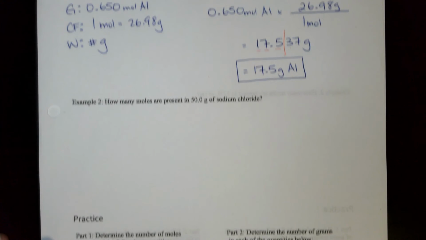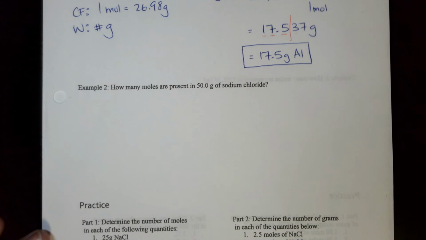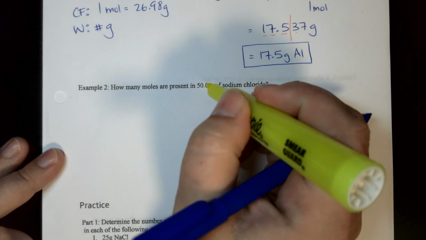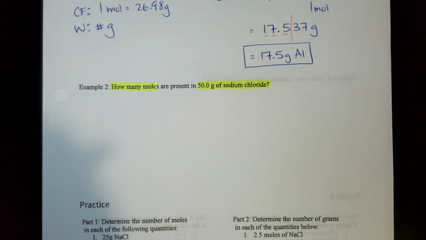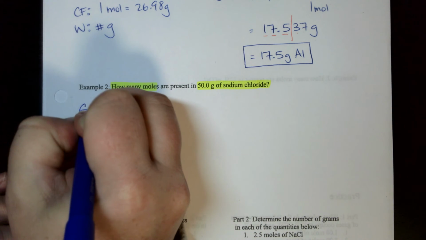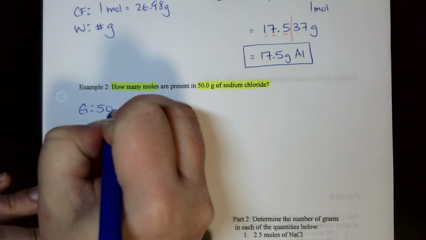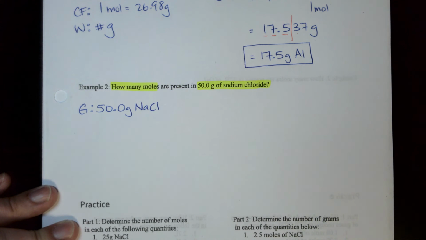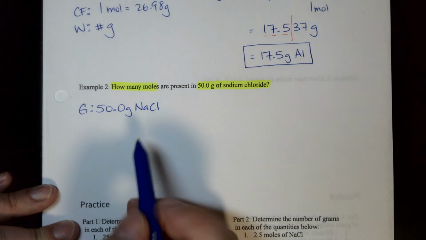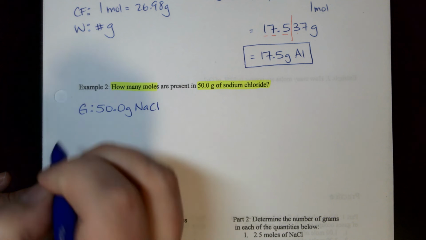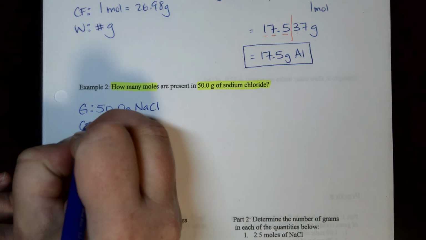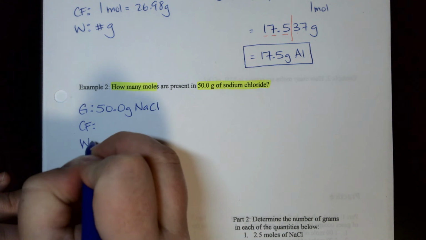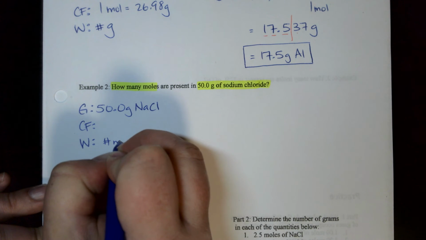Now let's take a look at an example in reverse. How many moles are present in 50.0 grams of sodium chloride? So now I'm being given the mass, and I want to know how many moles that is. So again, follow the pattern. I start with my given. I have 50.0 grams of sodium chloride, and this is where knowing how to write chemical formulas is important, because I'm going to need to use that chemical formula to calculate the formula molar mass. My conversion factor, which I'll calculate, and my wanted is the number of moles of sodium chloride.